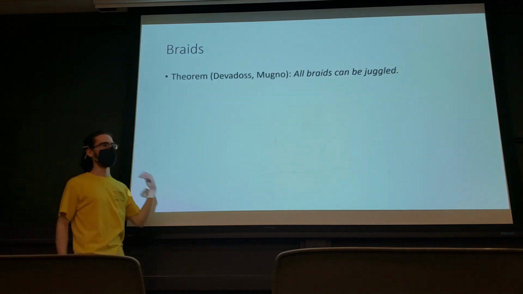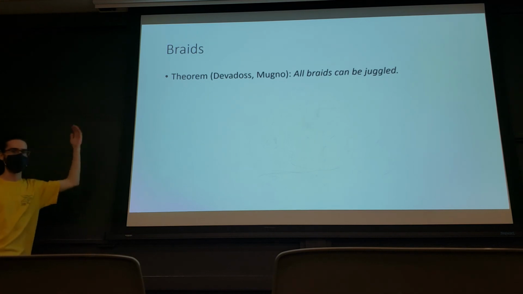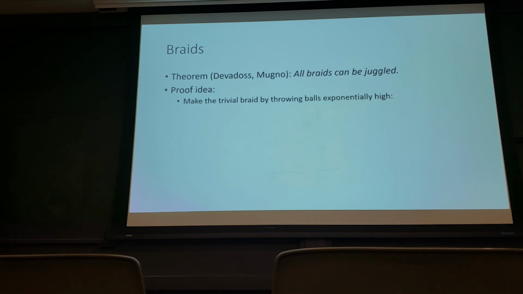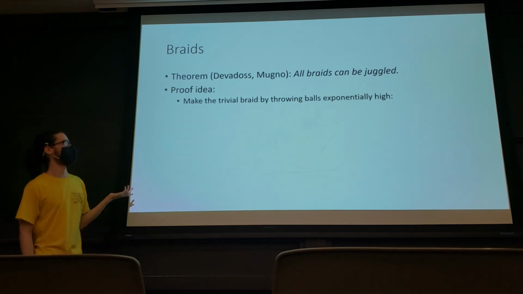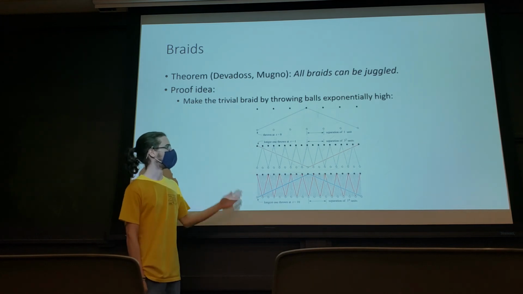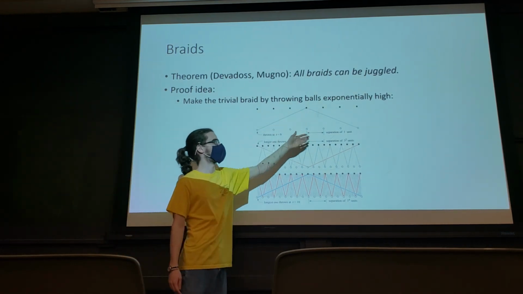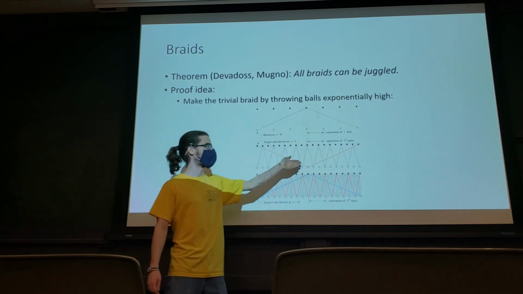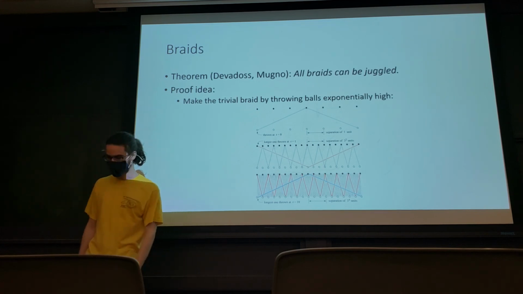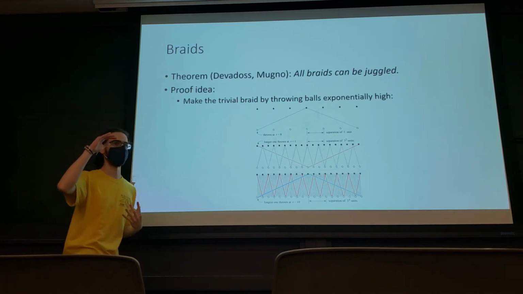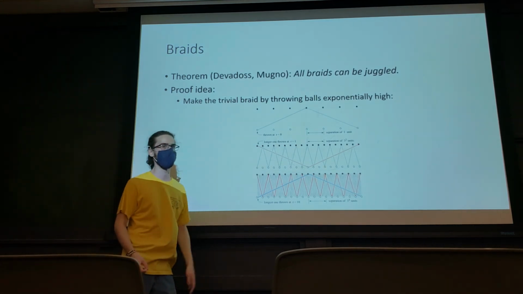And so there's this theorem by Devadoss and Mugno that any braid can be juggled. And so the idea behind this is that, well, we can make the trivial braid, and what we do is we throw both exponentially high. So let's demonstrate with this diagram. So the first ball we're just throwing, whatever speed we're throwing it at, and the second ball we're throwing it 9 times slower. And so the effect of this is that it ends up always being above the first ball that we're throwing. It's just always higher, even when we're catching it.